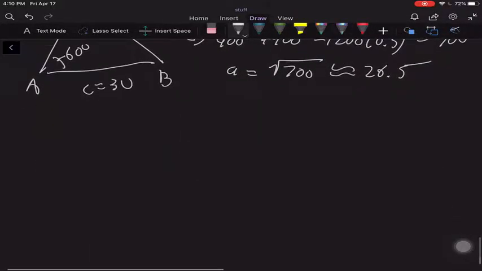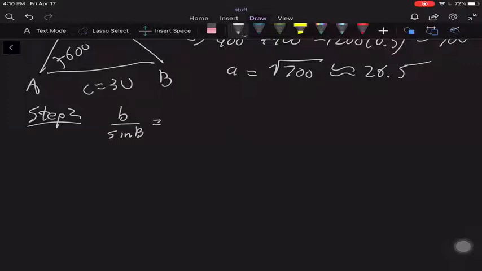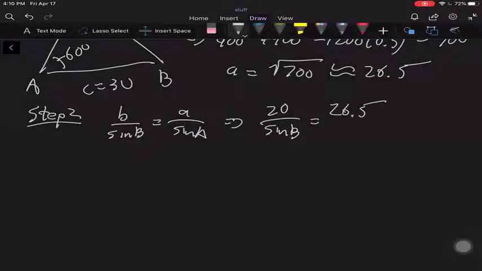So now we can use the law of sines to find the angle opposite the shorter of the two given sides, which will always be acute. And so the shorter of the two given sides is 20. So we'll use the law of sines, which we have sine B over b is equal to sine A over a. That gives us 20 over sine B, which is equal to a, which we got earlier, 26.5, over sine of 60 degrees.